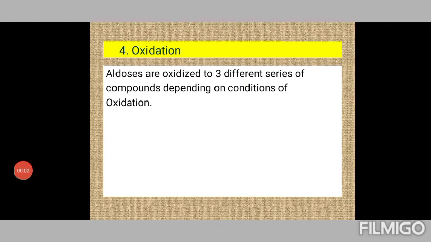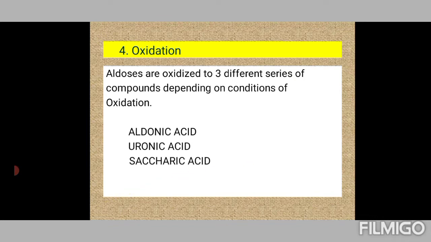Now, oxidation of monosaccharides. Monosaccharides on oxidation give 3 different series of compounds, which depends on the type of oxidation and the conditions under which oxidation is carried out, and basically on the type of oxidizing agents also. As a result, 3 products are formed: aldonic acid, under another condition uronic acid, and saccharic acid. First of all, let us see how aldonic acid is formed.